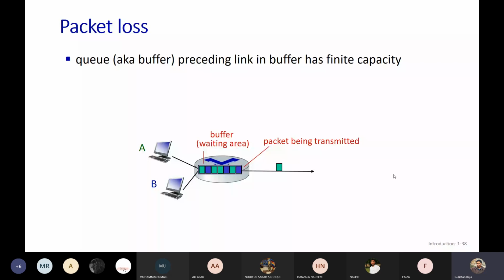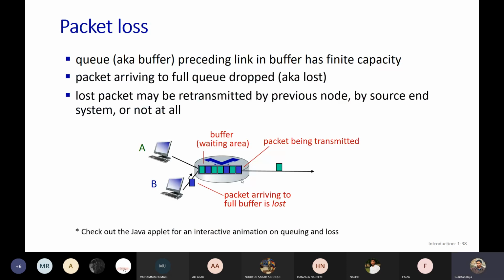Okay, next is packet loss. Queue and buffer are two interchangeable terms. You know that this buffer or queue has a finite capacity. Therefore, a packet arriving at a full queue will be dropped or lost. We call it lost.